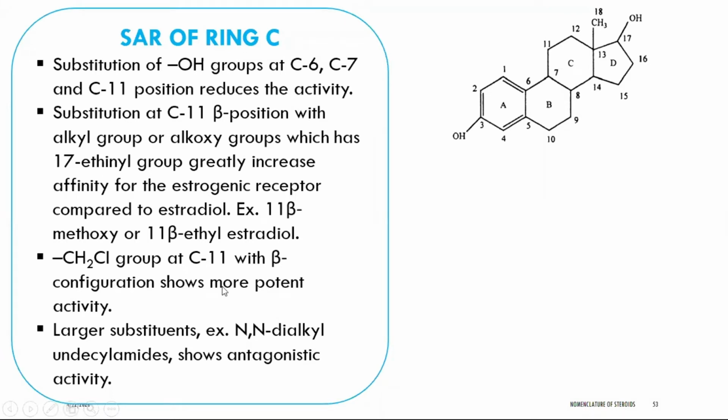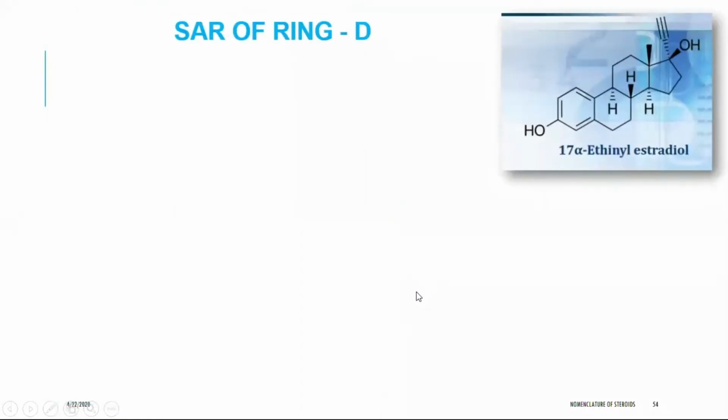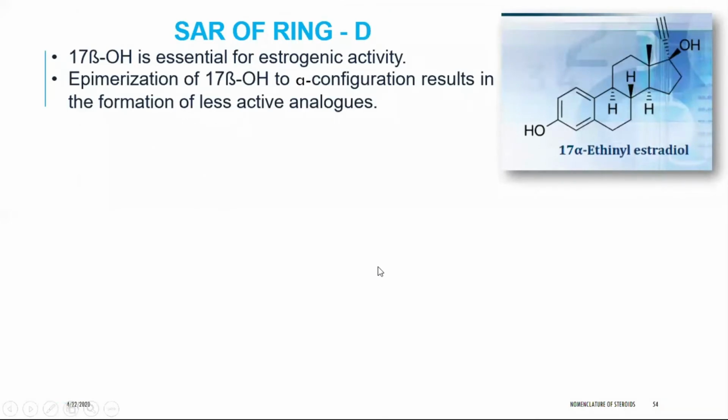That means some larger substituents are there, undecylamides. So they are long chain amides that produce antagonist activity. Now SAR of ring D: the 17 beta hydroxy group is essential for activity. That means this group, because it is in the beta position. Epimerization of the 17 beta hydroxy group to the alpha configuration results in the formation of less active analogs.